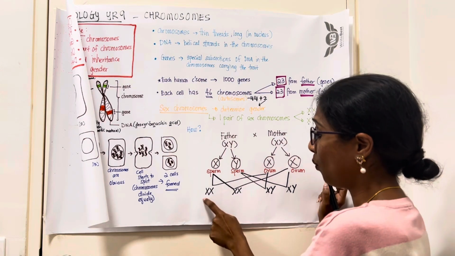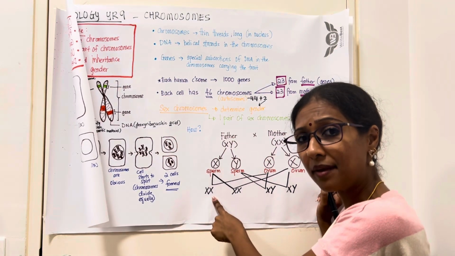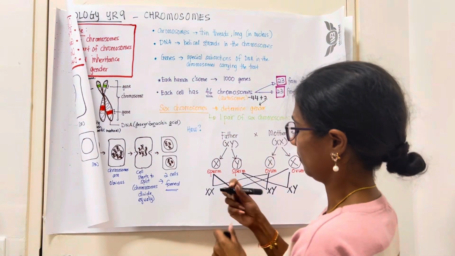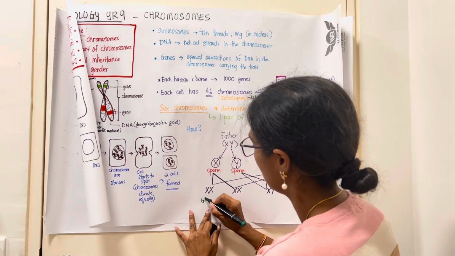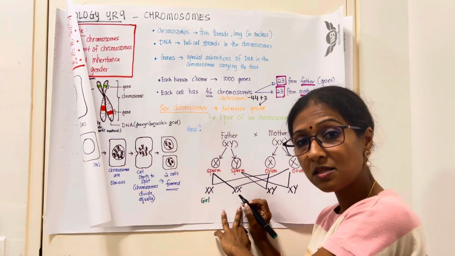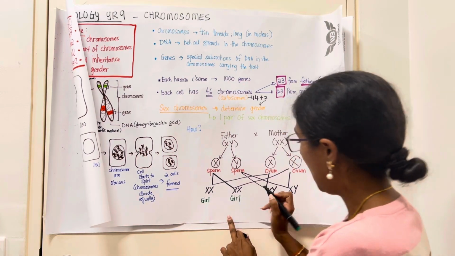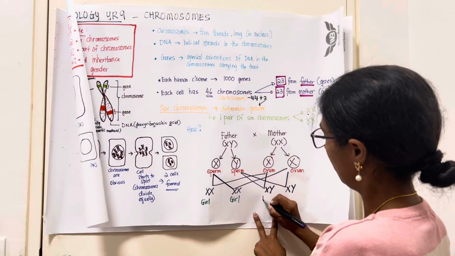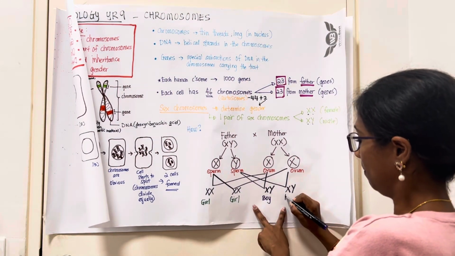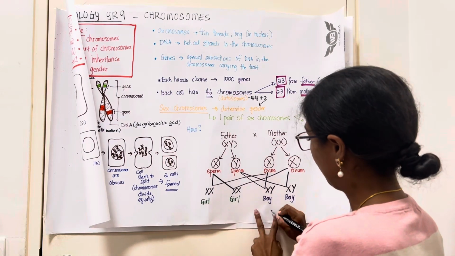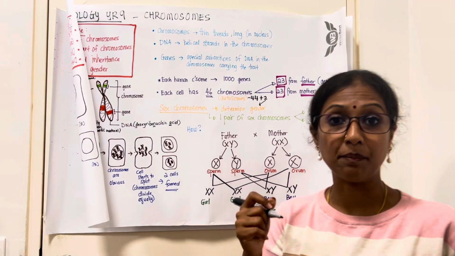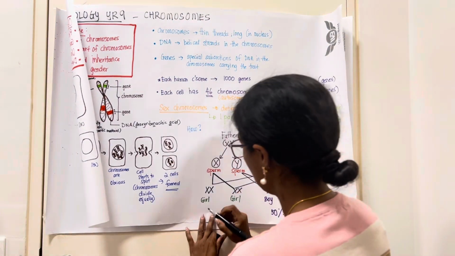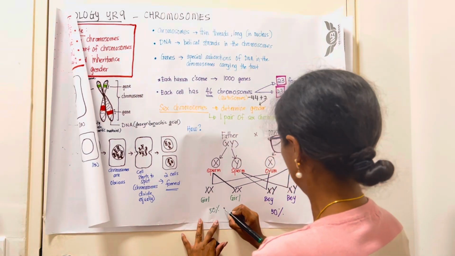Right? Now, what is XX again? Girl or boy? Good. So, XX would be a girl. Here, XX, also girl. How about XY? XY would be a boy. Here also, boy. So, which means I have a 50% chance I will get a boy, or I have a 50% chance that I'm going to get a girl.